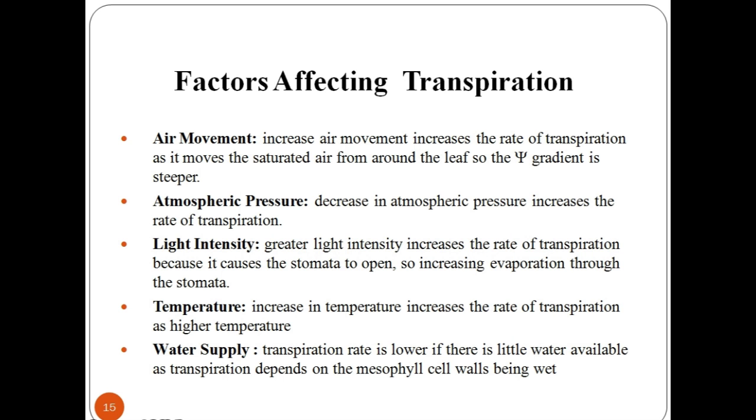What are the factors affecting transpiration? Firstly, increased air movement increases the rate of transpiration as it moves the saturated air from around the leaves, so the gradient is steeper. Atmospheric pressure affects transpiration, as a decrease in atmospheric pressure increases the rate of transpiration. Greater light intensity increases the rate of transpiration because it causes the stomata to open, so increasing evaporation through the stomata.